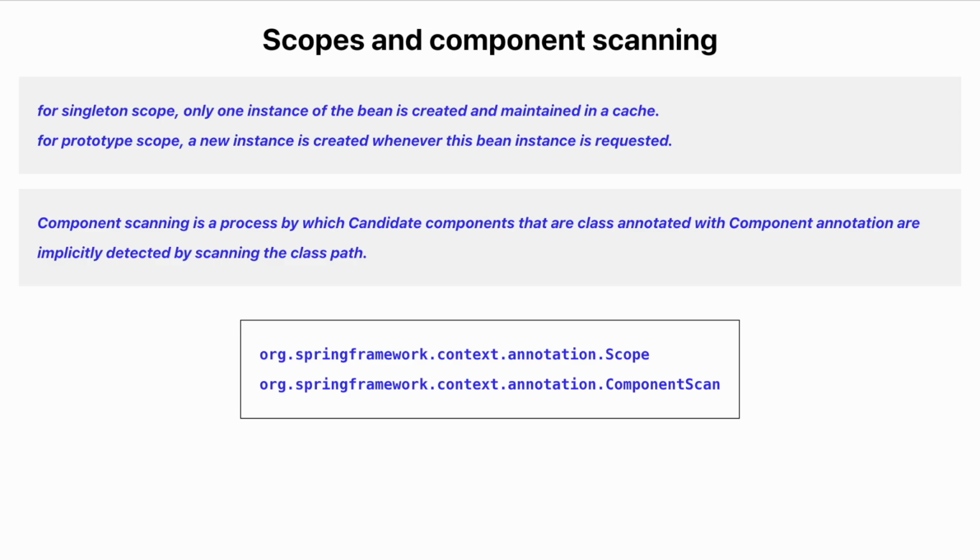If a bean is assigned a prototype scope, every time a new instance is created whenever this bean instance is requested. There are also other scopes, but that applies only when we use web-based application context.